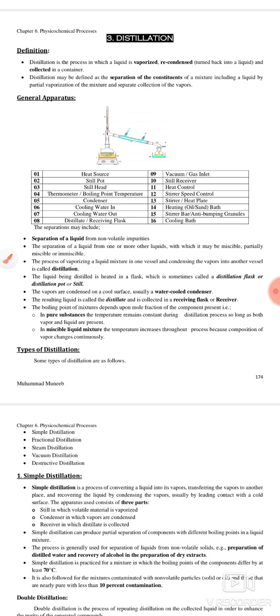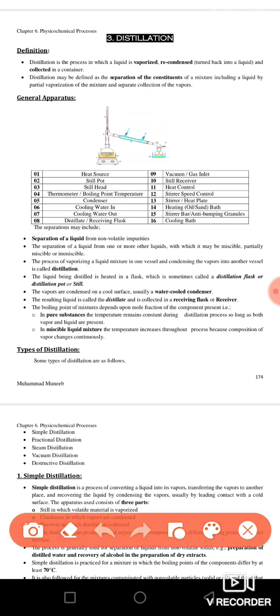Okay, so actually how are you separating a compound in it? Distillation is actually a process in which the liquid is vaporized. First you do the vaporization process, then you recondense that liquid, then again back into your liquid, and you can collect it in a container. So this is the whole procedure of distillation.